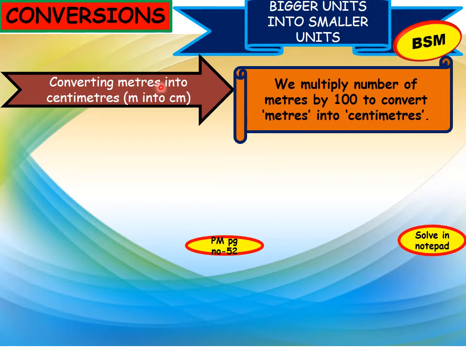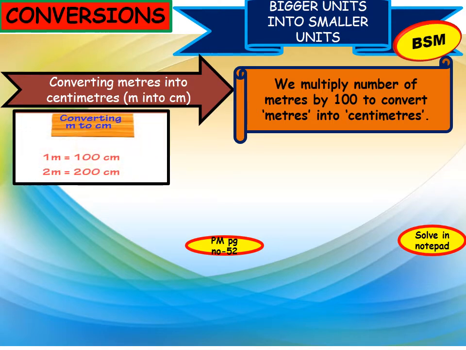How to convert meters into centimeters. We multiply the number of meters by 100 to convert meters into centimeters. So let's see an example here. 1 meter is equal to 100 centimeter. So 2 meter is equal to 2 multiplied by 100 centimeter, that is 200 centimeter.